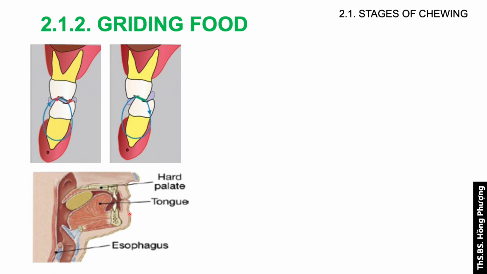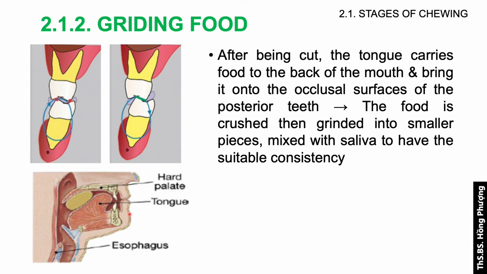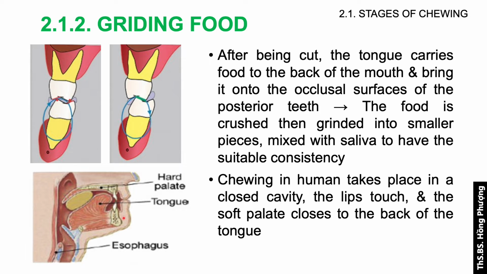So what happens next to the food after it has been cut? After being cut, the tongue carries food to the back of the mouth and brings it onto the occlusal surface of the posterior teeth. The food is crushed, then ground into small pieces, mixed with saliva to have a suitable consistency. The chewing in humans takes place in a closed cavity where the lips touch and the soft palate closes to the back of the tongue.